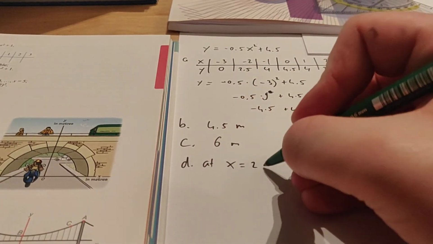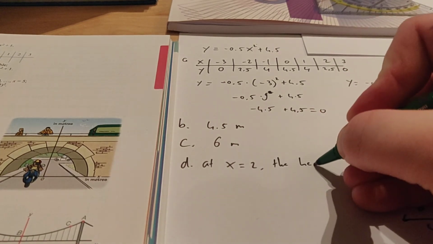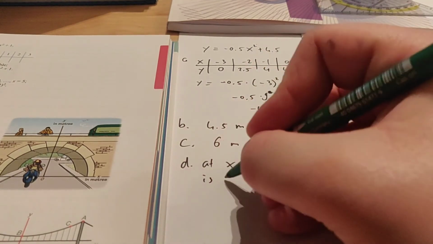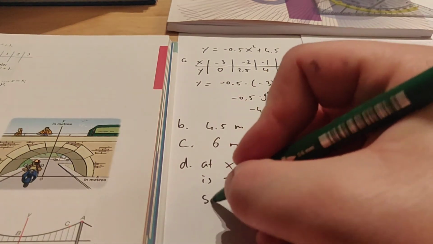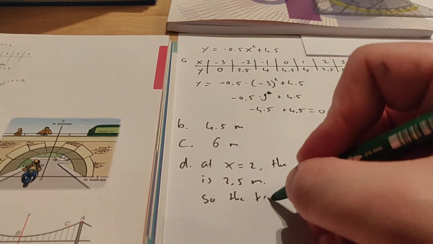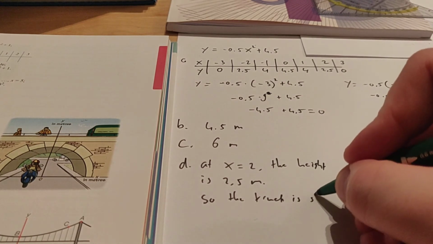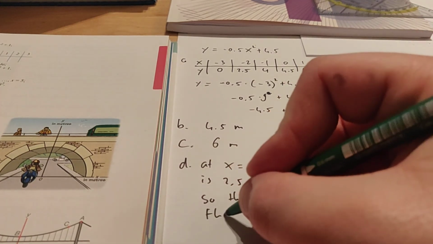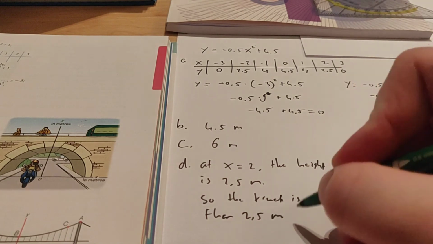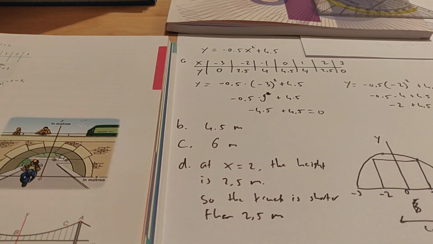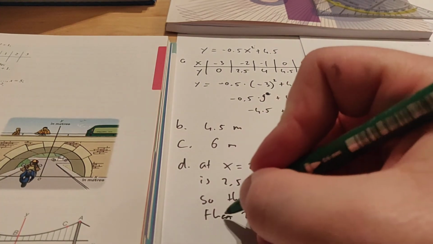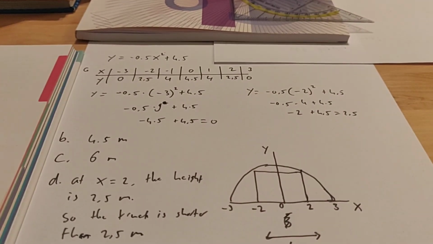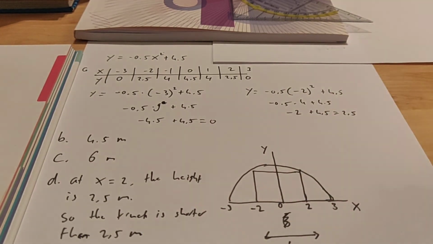At x is 2, the height is 2.5 meters. So that means the truck must have been smaller than that. So the truck is shorter than 2.5 meters. Otherwise it wouldn't fit, because at x is 2, the tunnel is 2.5 meters high. So the truck should have been lower than that. Right? You can also fill in minus 2 in the formula, but filling in 2 is a bit easier.